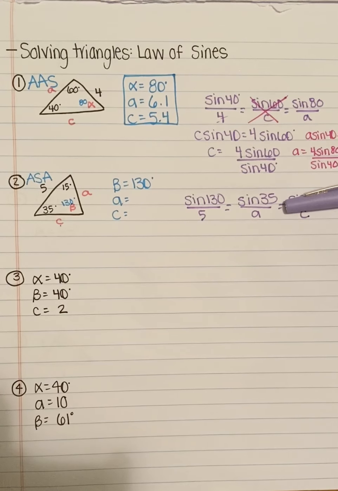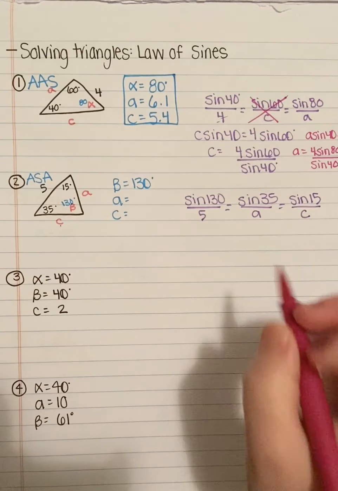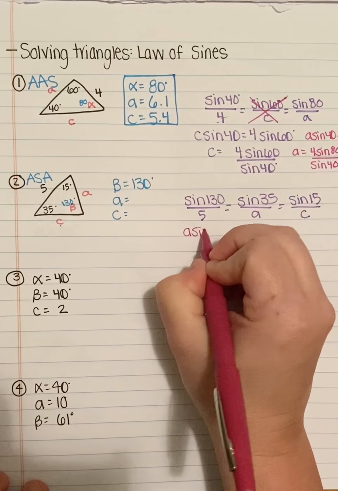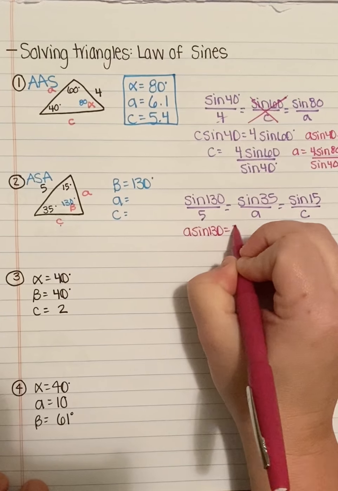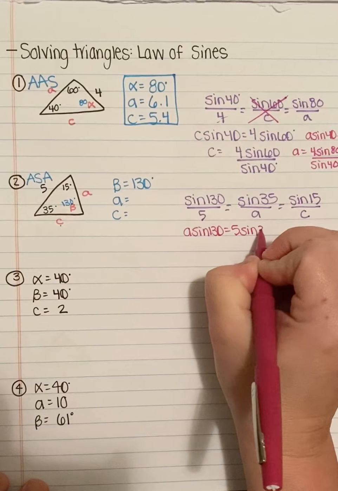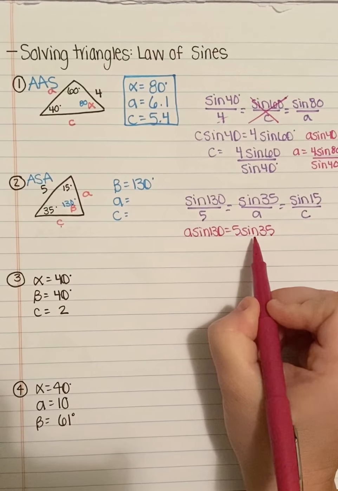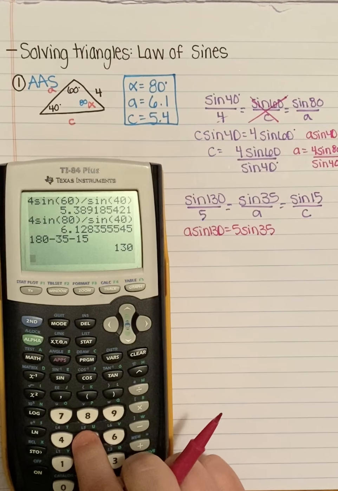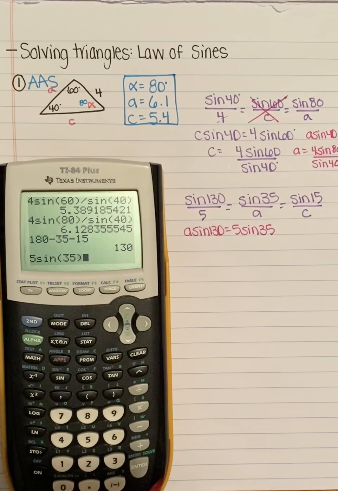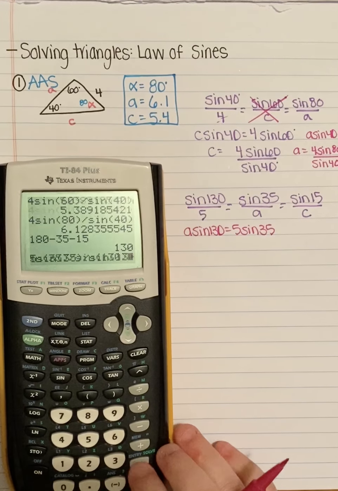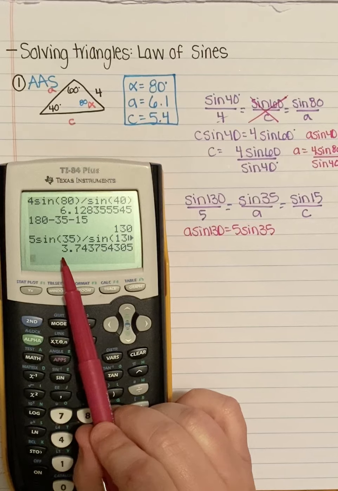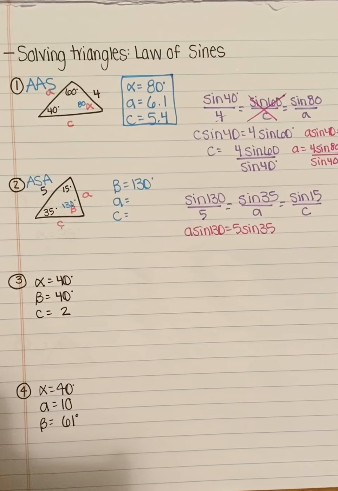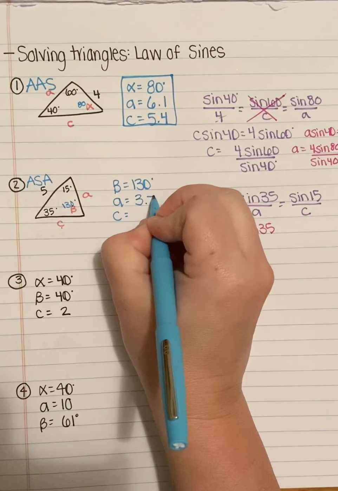Now to solve for A, I would use this right here. So I would go A sine 130 equals 5 sine 35. So to solve for A, I would divide this by the sine of 130. So I'm going to go straight to my calculator to do that. So this will be 5 sine 35, close it up, divided by the sine of 130, close it up. So this right here is solving for A. So A right here comes out to be 3.7. So in my problem, A is 3.7.